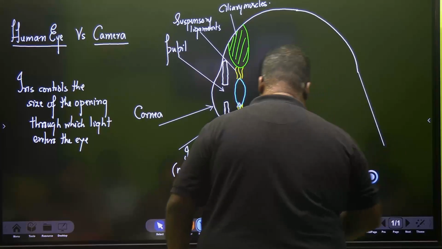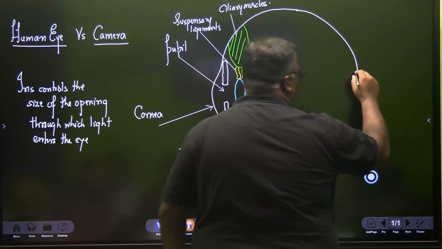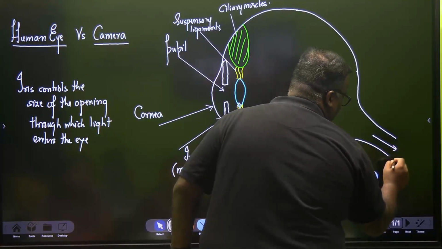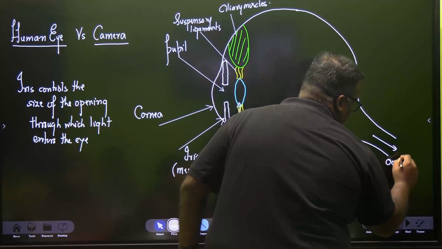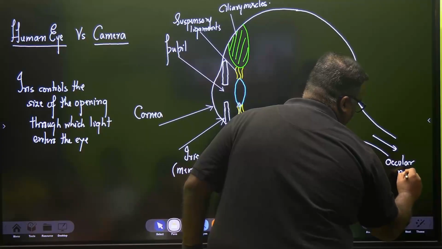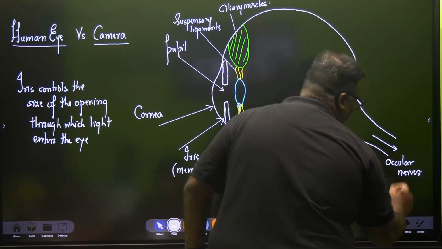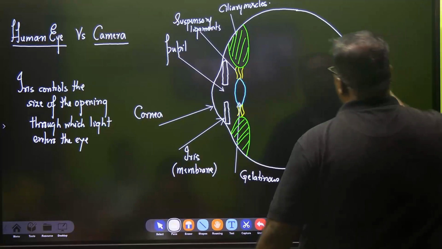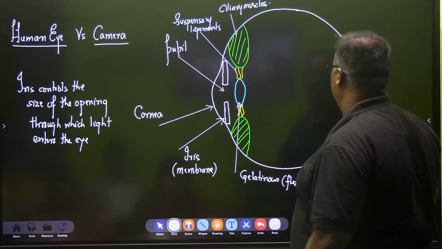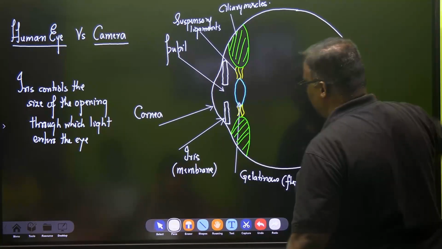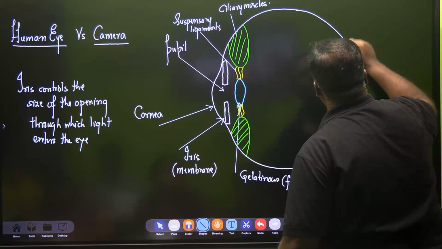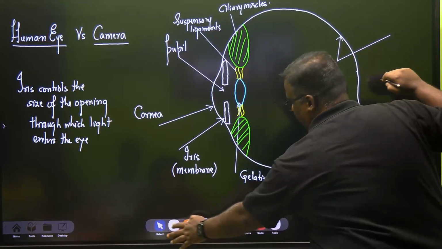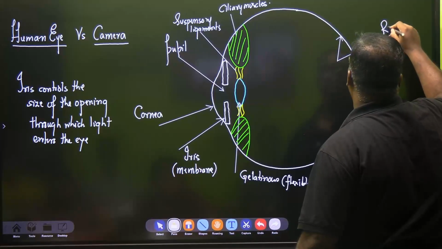So from here we will have what is known as our ocular nerves. अभी और पढ़ेंगे इसको, तब क्लियर होगा. Ocular nerves, and these are going to your brain, right? These are going to your brain. This portion which is there, this entire portion, this acts like your screen where image is formed, and this is known as your retina.